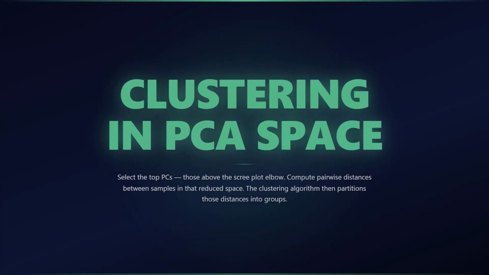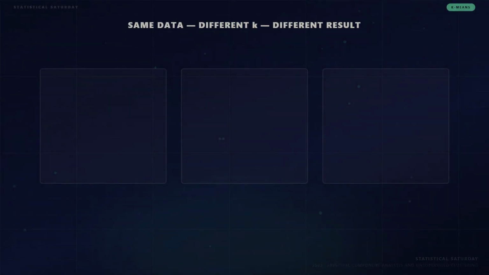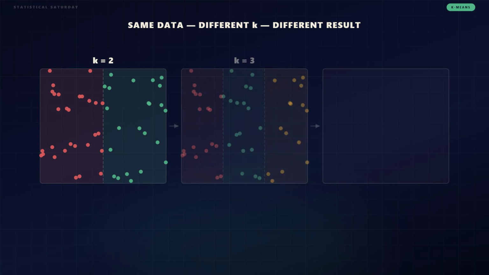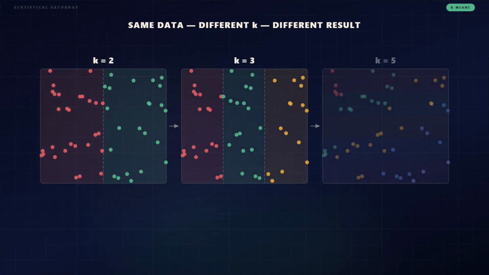Clustering begins in the reduced space. You select the top principal components, those above the scree plot elbow, and compute pairwise distances between samples in that space. The clustering algorithm partitions those distances into groups. K-means assigns each sample to its nearest centroid. It updates the centroids to the mean position of their assigned samples. It reassigns. It repeats until assignments stop changing. The result can differ between starting configurations. Centroid initialization is random by default. Multiple random starts and selecting the most stable outcome is standard.